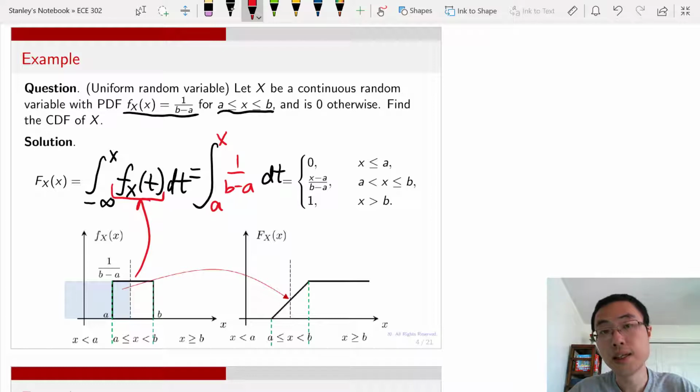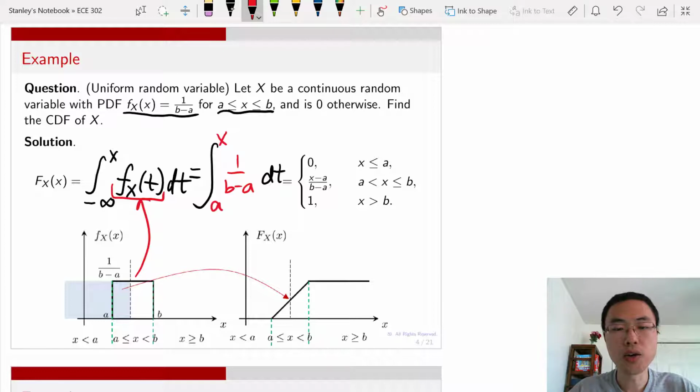Now note that the lower limit is a because I do not have anything where x is less than a. So the starting point has to be a. Anything that is smaller than a, you have 0 over here. The upper limit is not b, because if you put a b here, you're integrating the entire PDF, you will get 1. The upper limit is x because I'm interested in evaluating this from the lower limit all the way to the point x, which is the point that I'm interested in.